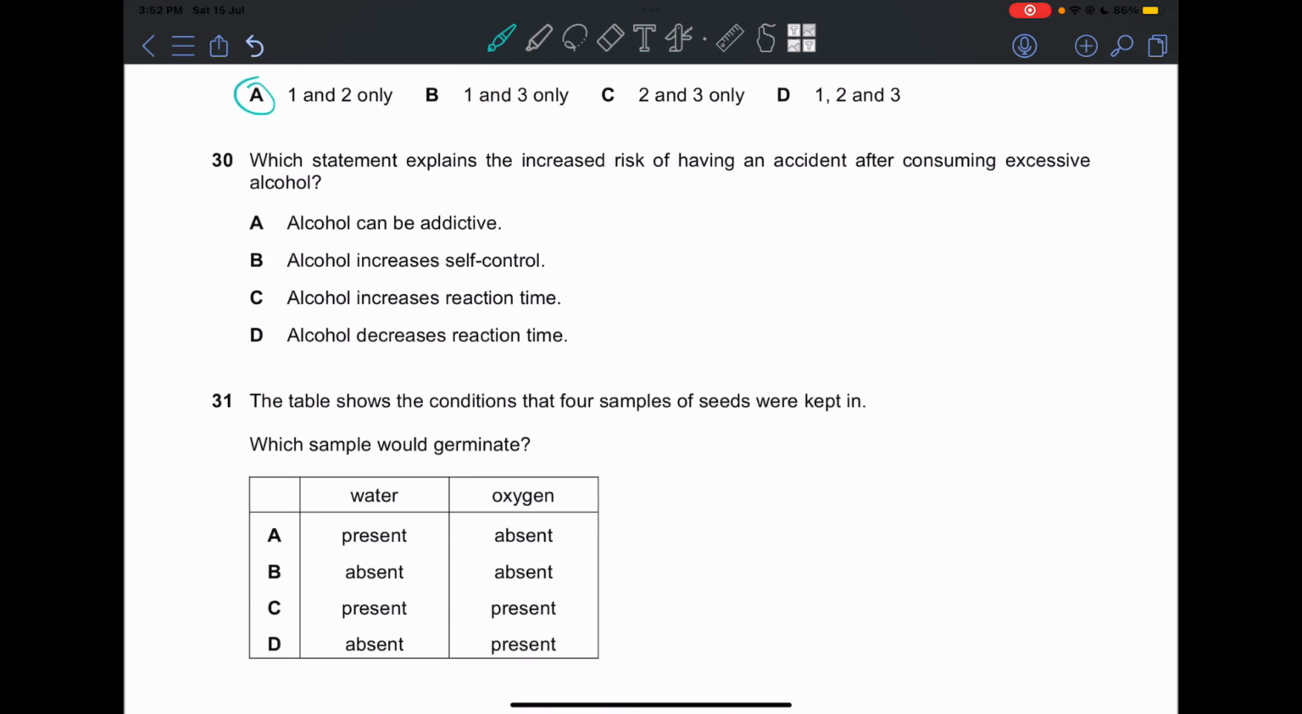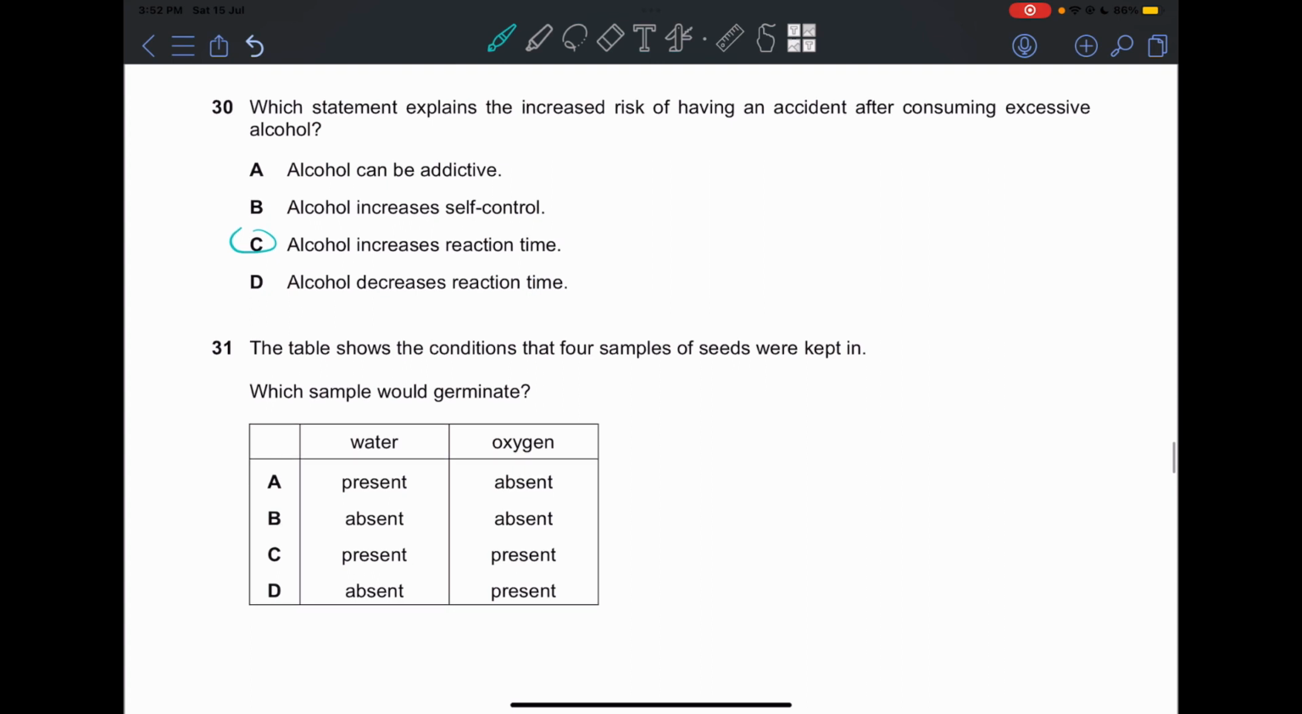30. Which statement explains the increased risk of having an accident after consuming excessive alcohol? Now, alcohol can be addictive. This is not a reason. B says alcohol increases self-control. This is an incorrect statement. Alcohol is actually a depressant. C says alcohol increases reaction time. This is correct. And our answer is going to be C.